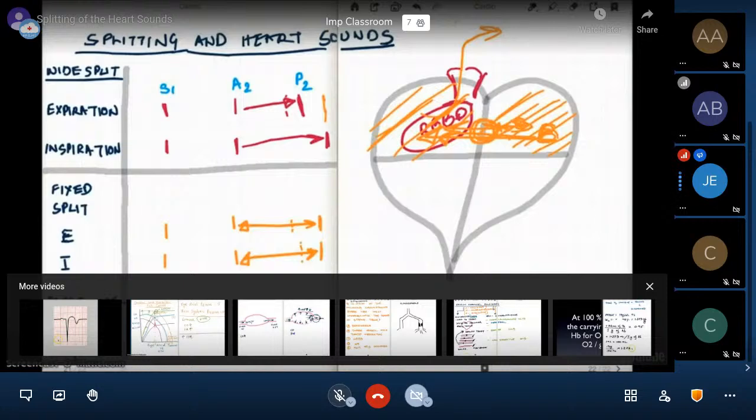Any confusion again on heart sounds? Is there any question on heart sounds? Once you see any question on heart sounds, you know you're scoring it. All right, I'll go to the next.